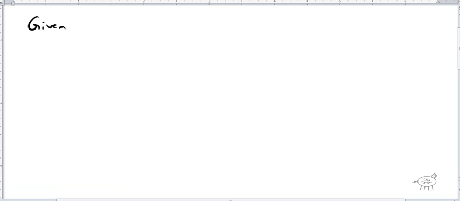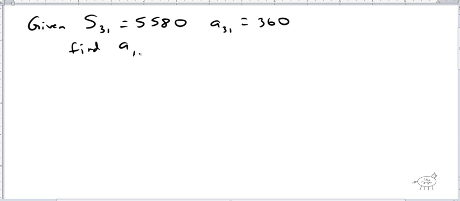Given S sub 31 is 5,580 and A sub 31, the value of that 31st term, is 360. I want you guys to find the first term and d.